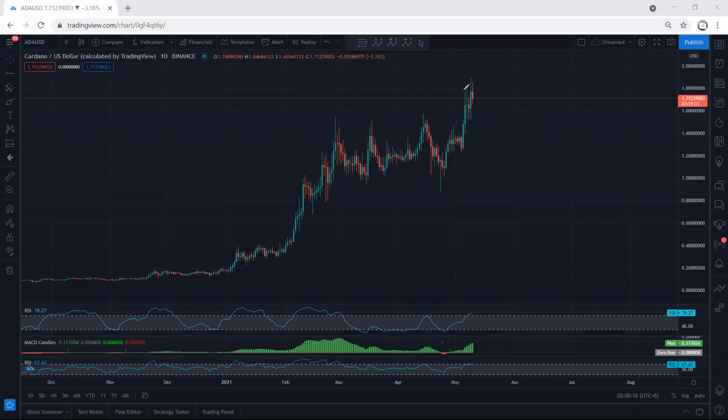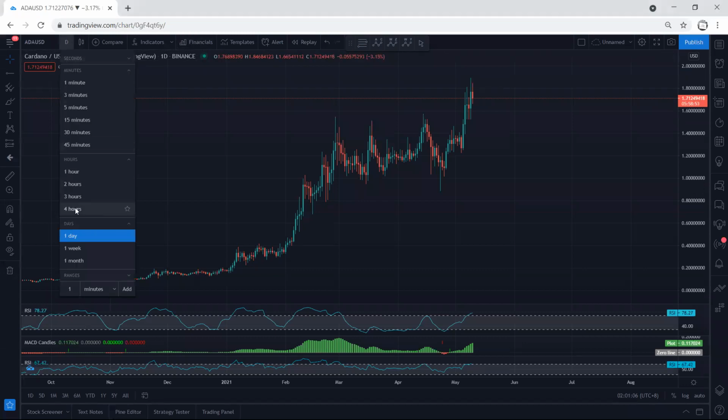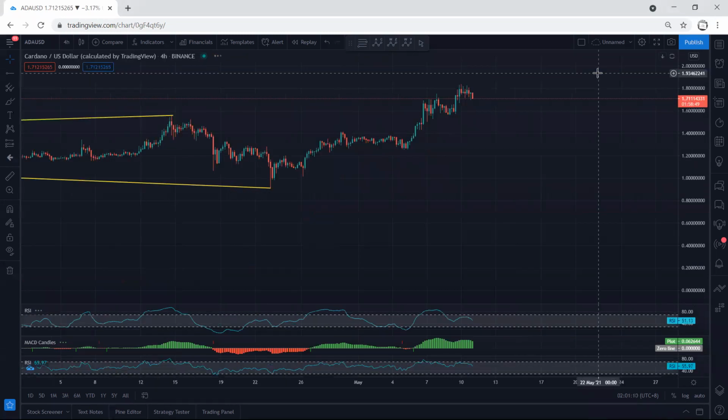All right, I don't mean the price cannot continue. The only thing is whoever wants to take the trade based on lower time frame, they need to have proper management and proper trade setup in case it turns to a deeper correction. Anyway, we move to 4 hour chart.